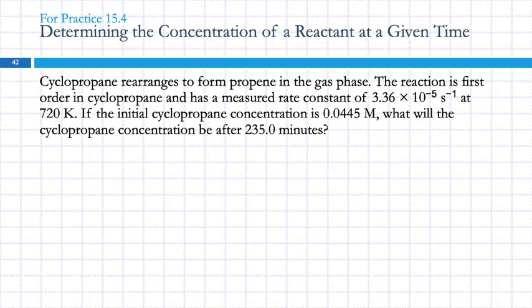Here's another example. Cyclopropane rearranges to form propene in the gas state. The reaction is first order in cyclopropane and has a measured rate constant of 3.36 times 10 to the minus 5 per second at 720 Kelvin. If the initial cyclopropane concentration is 0.0445 molar, what will the cyclopropane concentration be after 235.0 minutes? Now that's just like a classic word problem there, right?